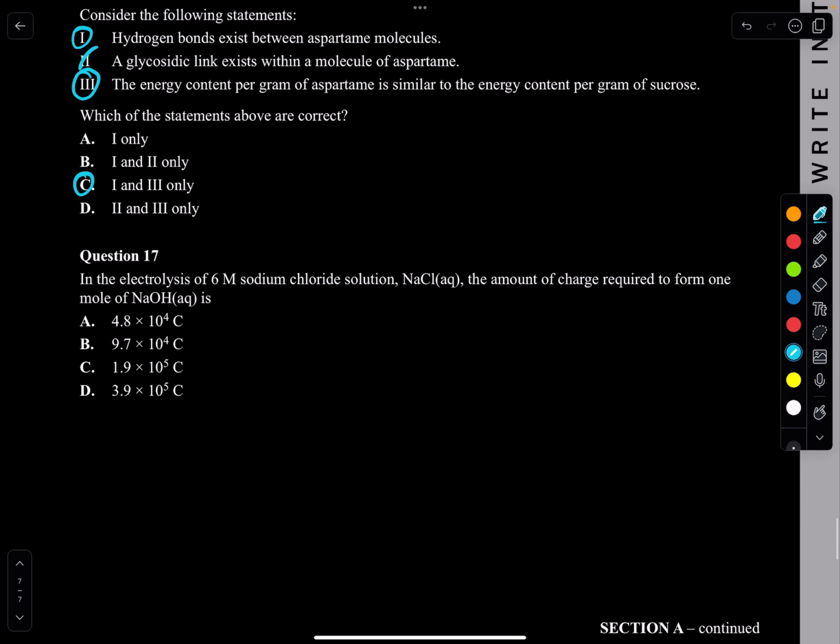Last question. In the electrolysis of 6 mole of sodium chloride solution, NaCl aqueous, the amount of charge required to form 1 mole of NaOH aqueous is what? Let's have a look at this part here first. So we want NaOH. We have Na plus and chloride ions, and it's with water because it's aqueous, so considering water too.